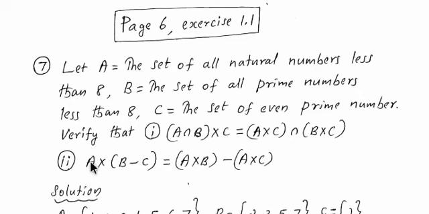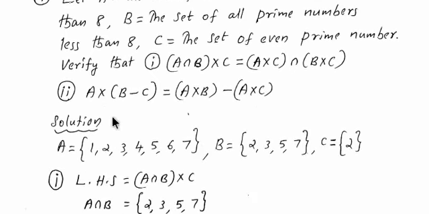Second one, A × (B − C) = (A × B) − (A × C). Here, first we have to find the elements of the given sets A, B and C. The elements are not given directly. Therefore, we have to find the elements of A first.